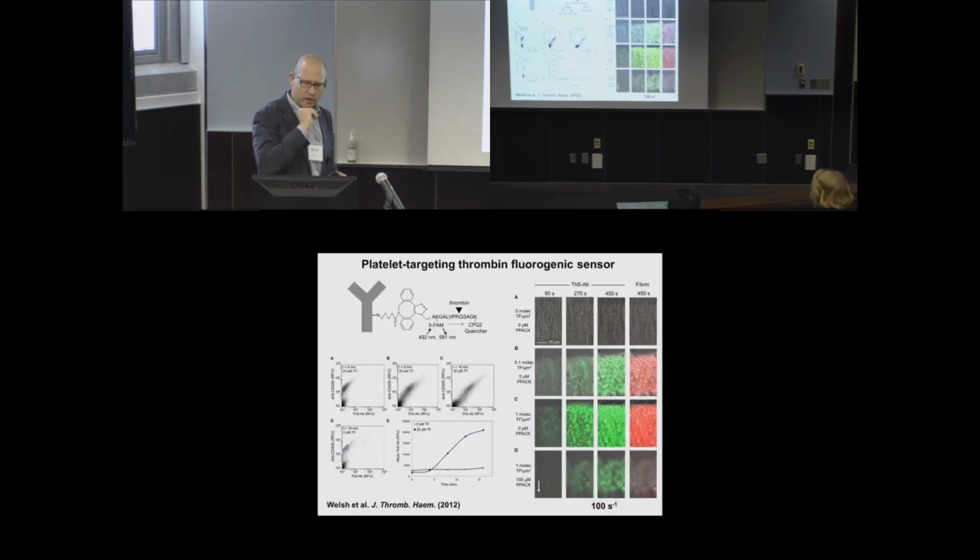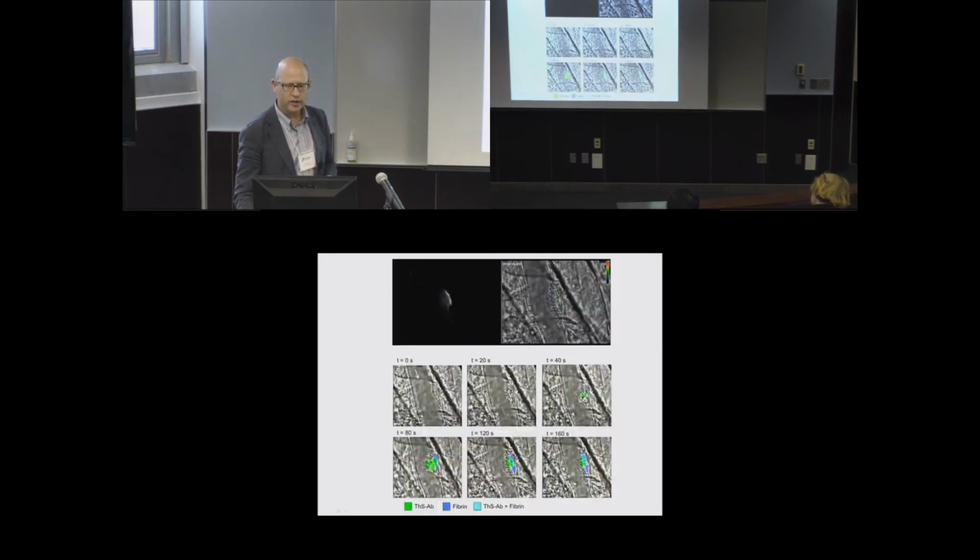So thrombin is a little difficult to measure because it's made, it's very potent, but it floats away. And we developed a sensor that's linked to a platelet that can detect this thrombin activity. And this has really helped us localize where the thrombin is.